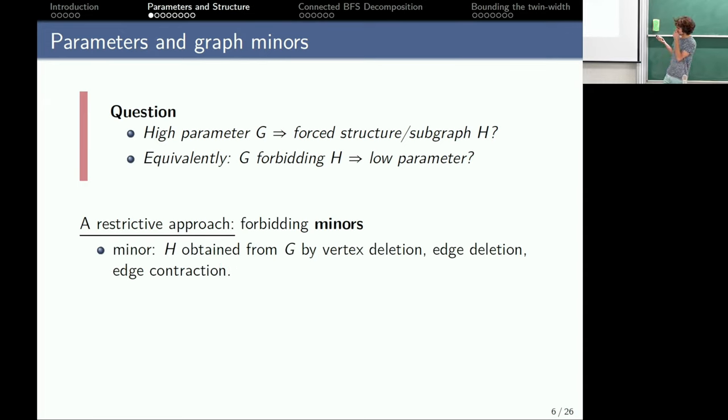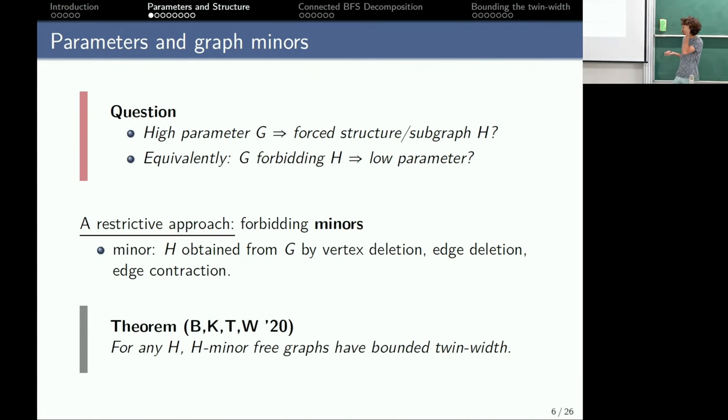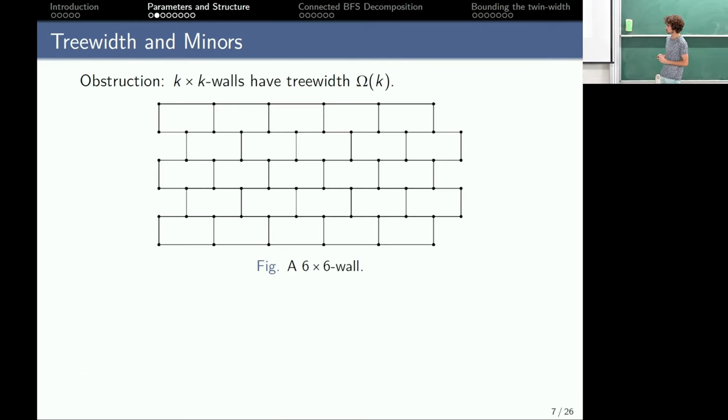A minor is a graph H obtained from G by deleting vertices, deleting edges, and contracting edges. And we have the following for twin width: H-minor free graphs, so you take any H and forbid graphs from having H as a minor, then the class that forbids H does not necessarily have bounded twin width. It's already forbidding too much for twin width. I mean, the situation is known for twin width. So let's look at other graph parameters.